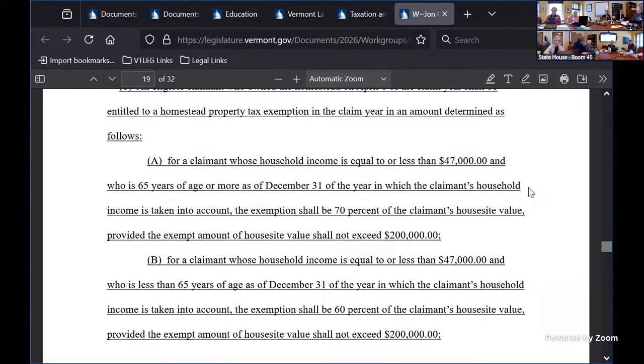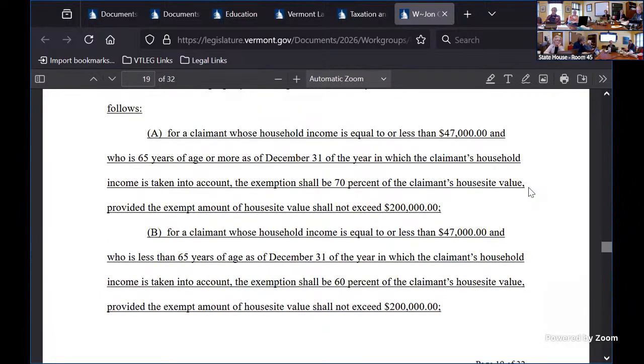So looking at subdivision A, bottom of page 19, for a claimant whose household income is equal to or less than $47,000 and who is 65 years of age or more as of December 31 of the year in which the claimant's household income is taken into account. That's the taxable year, the year preceding the year in which the claim is filed. So someone who is 65 years or older and has 47K or less in household income is entitled to an exemption of 70% of the claimant's house site value, not homestead, but house site value, provided the exempt amount of house site value shall not exceed $200,000.